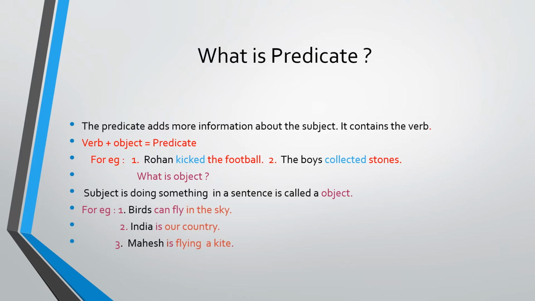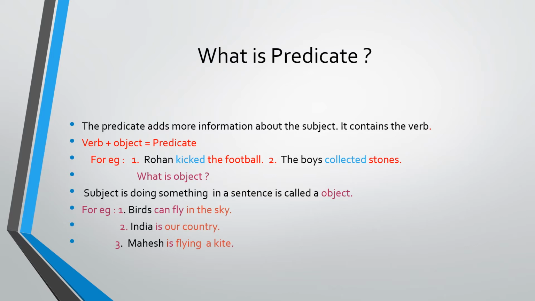First take the definition. What is predicate? The predicate adds more information about the subject. It contains the verb. Verb plus object equals predicate. For example, Rohan kicked the football. So Rohan is, yes, the subject. Kicked is a verb. What kicked? The football. The boys collected stones. The boys are the subject. Collected is the verb and stones are the object. So verb and the object becomes a predicate. Understood what is predicate? Verb plus object becomes predicate.